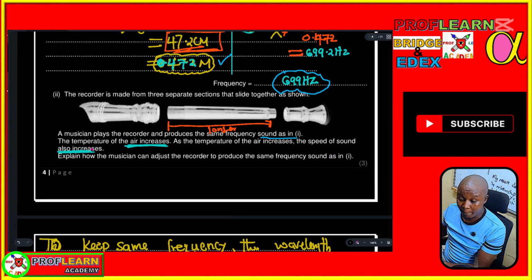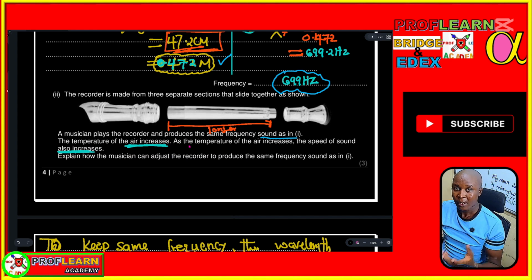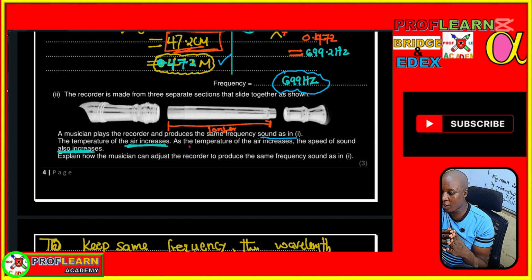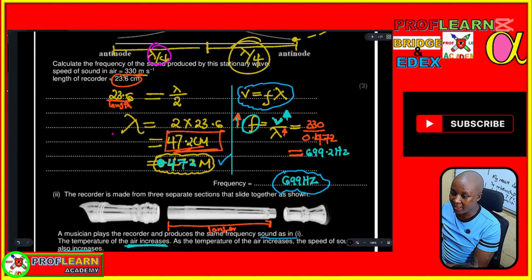So what happens is that the temperature of air increases. If the temperature of air increases, the speed of sound in air is going to increase. You see, if speed is going to increase, then the frequency is going to change. So which means we need to do a few adjustments. Look at this formula that we have here.